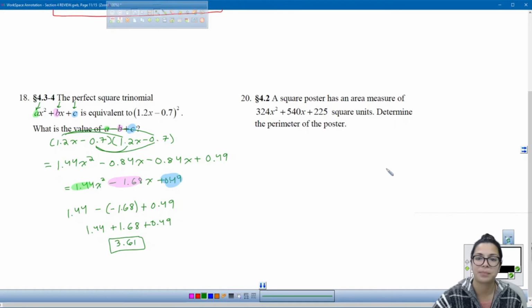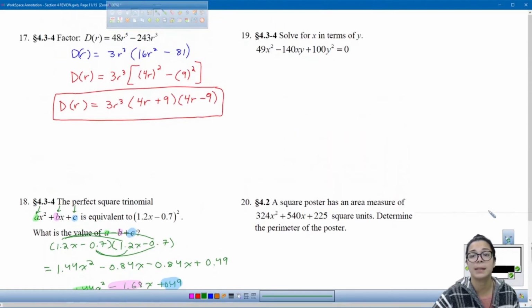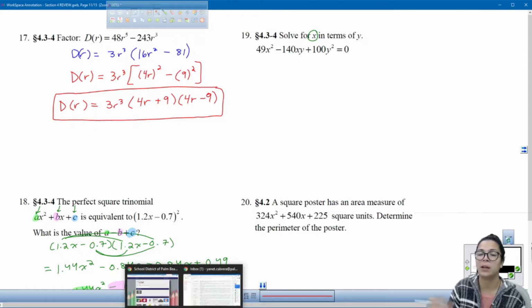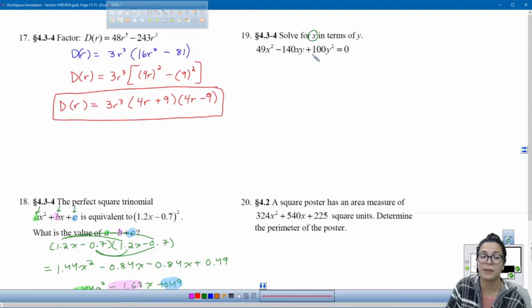All right. Let's move on to number 19. So number 19, we're solving for x, okay? In terms of y, just means that y will be on the other side of the equation, okay? So we're solving for x. Okay, I'm gonna go ahead and try to solve by factoring, right? So this first term here is a perfect square, and the last term is also a perfect square. So maybe this is a perfect square trinomial.